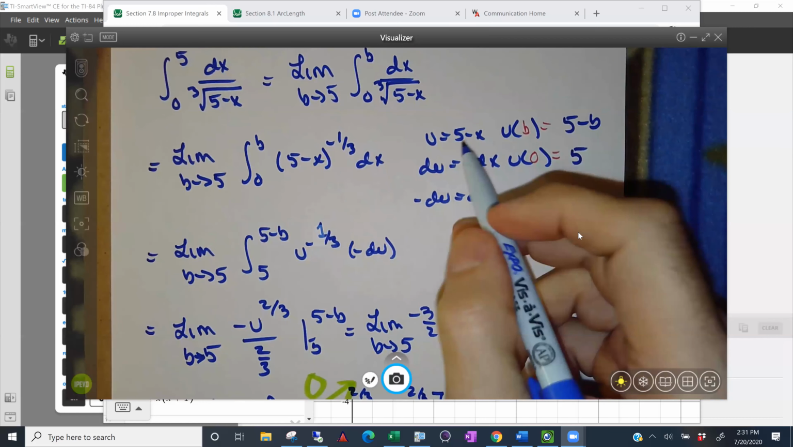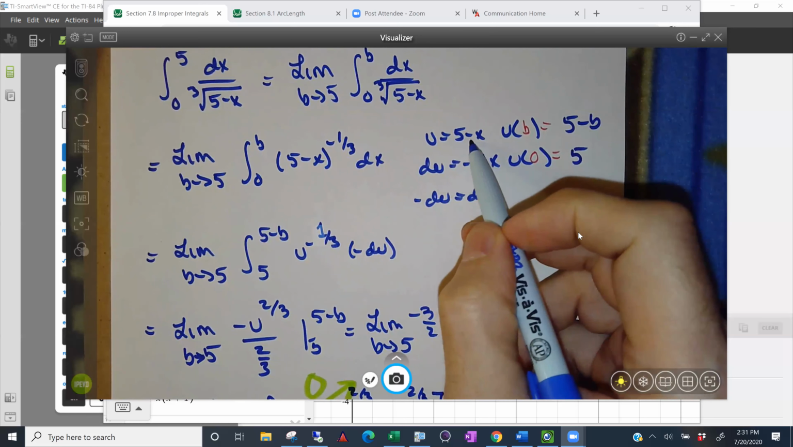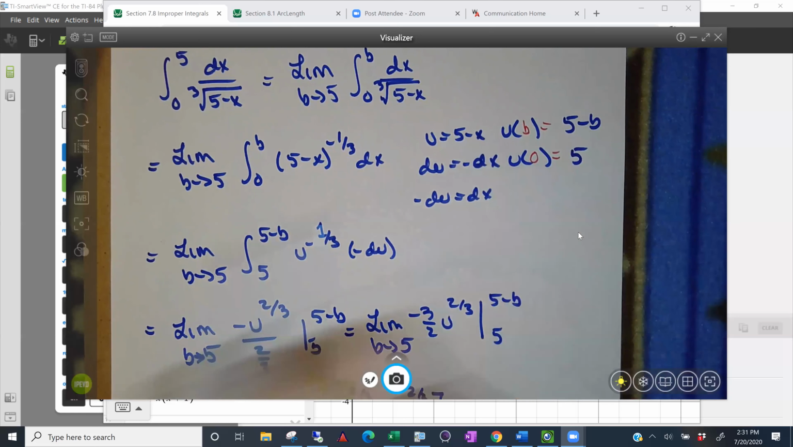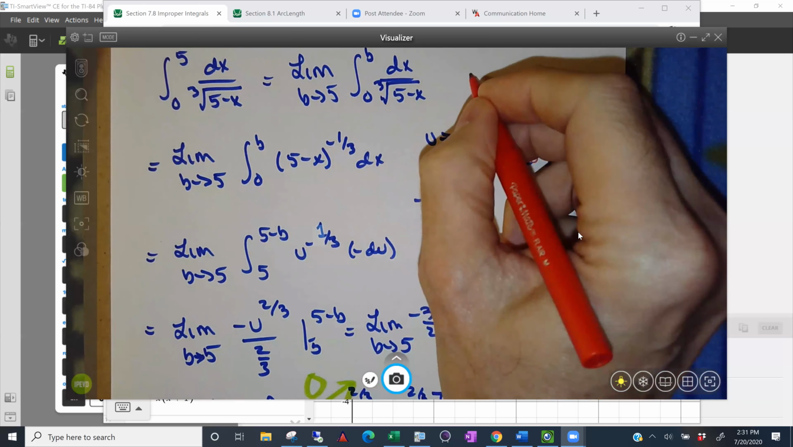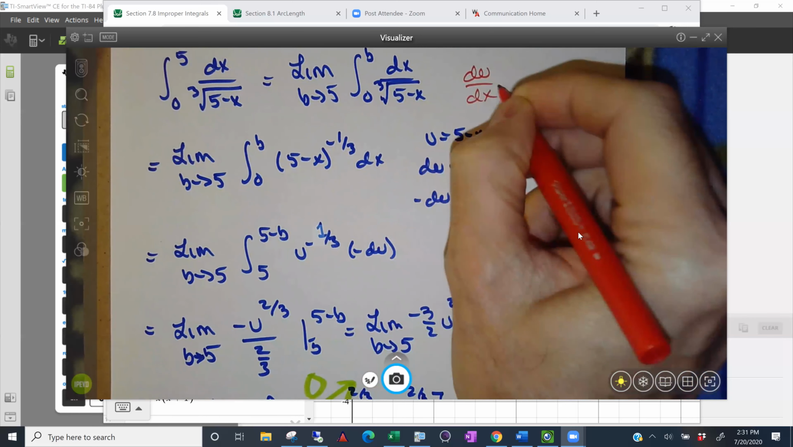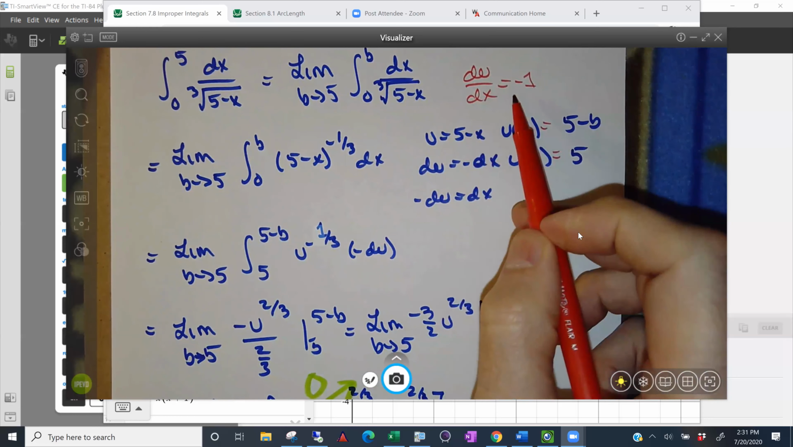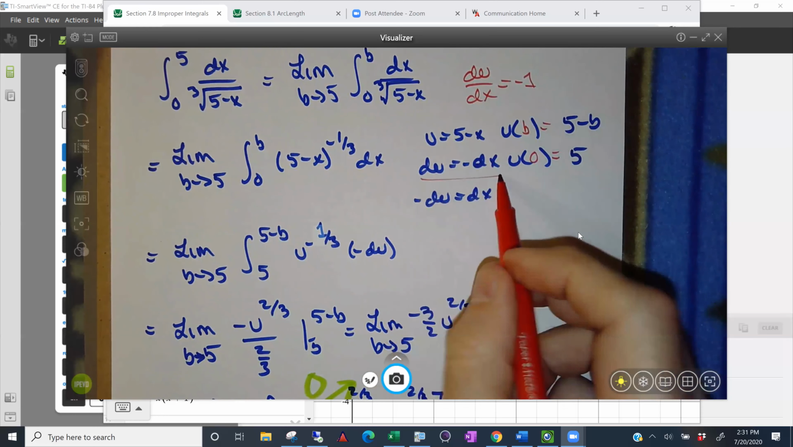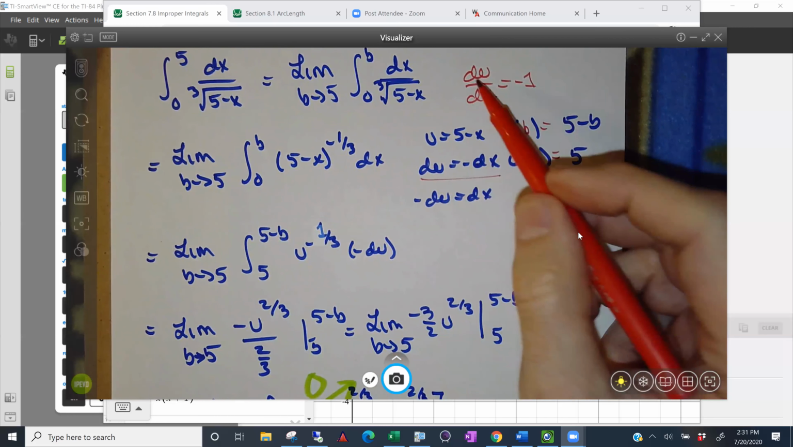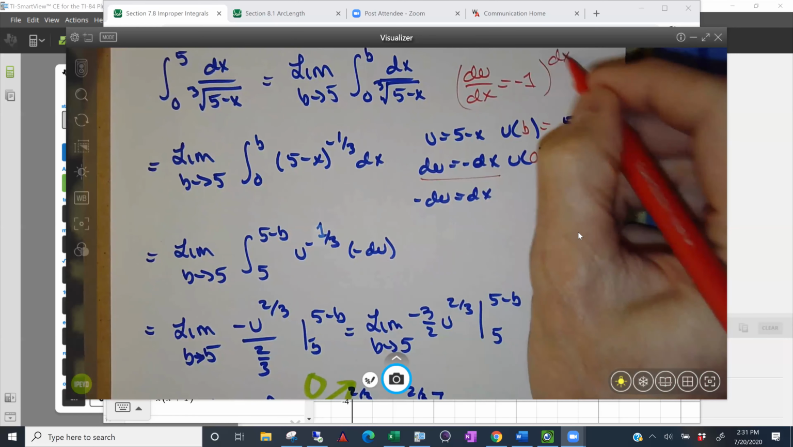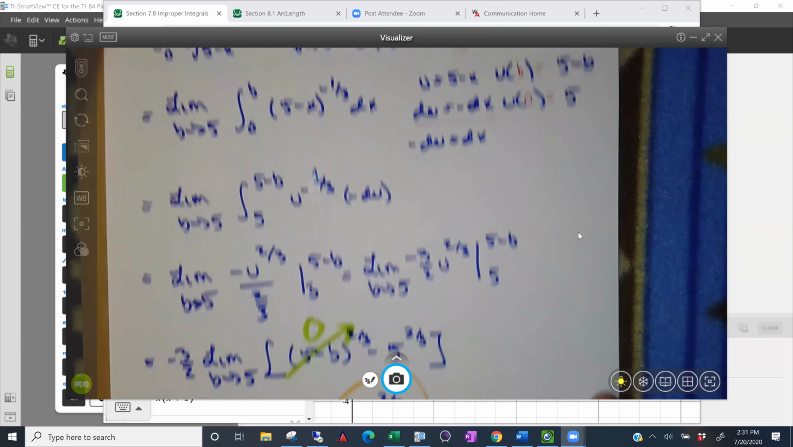Sure. So when you differentiate this, derivative of 5 is 0, derivative of x is negative 1. So technically what's going on here is that you have du by dx equals negative 1. And then you multiply both sides by dx, and that's what gives you du equals negative dx, when you multiply both sides to clear out the fraction. So you multiply by dx there. All right, thank you. I appreciate that. No, thank you. I appreciate the questions. I really do.